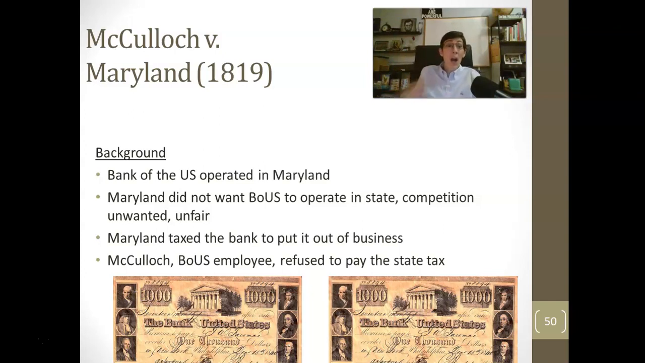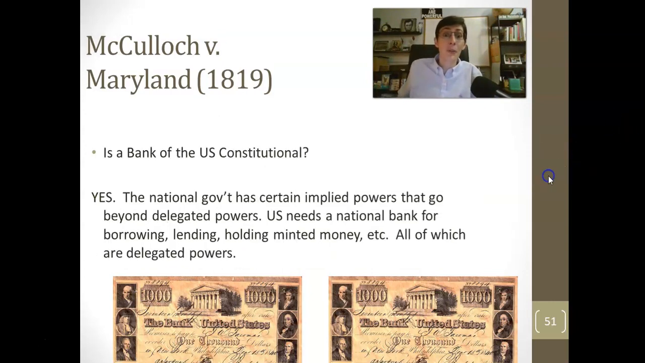So McCulloch, who was a Bank of U.S. employee, he's like, I'm not paying this tax. You don't have the authority to tax me. I'm from the national government, dude. No, I'm not doing it, not paying it. So, of course, a lawsuit ensues, right?